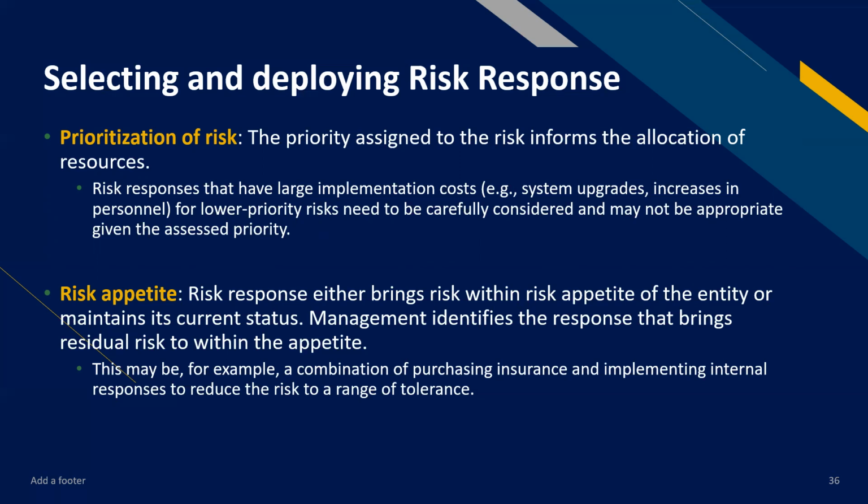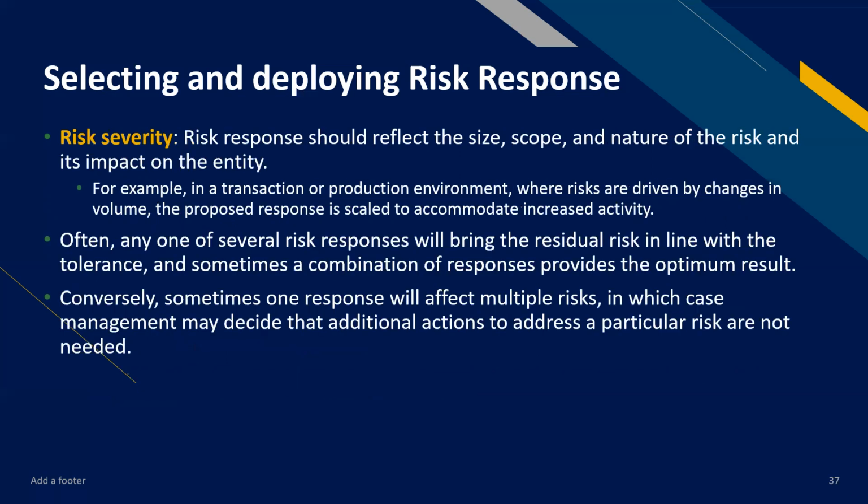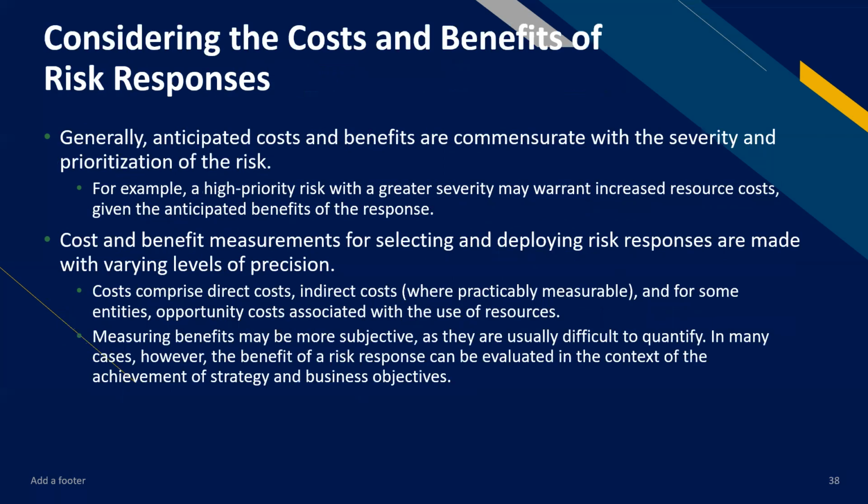And also, there could be several risk responses for one risk, or one risk response can impact multiple risks. So those interactions also need to be considered. Another is risk severity. The more severe it is, then the more intense the risk response should be, pursuant also to a prioritization schedule. Generally, the costs and benefits are commensurate with the severity and prioritization of risk, as I have mentioned.